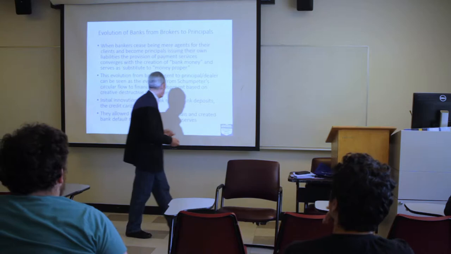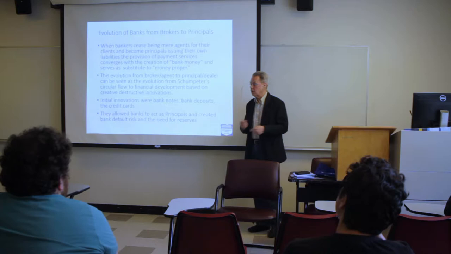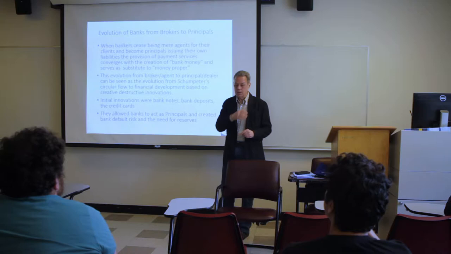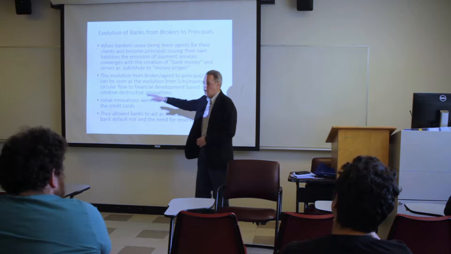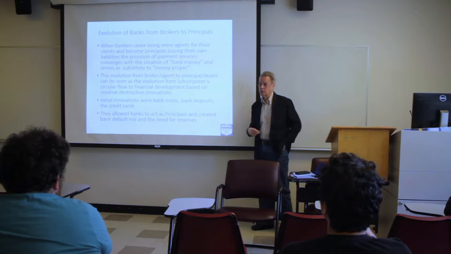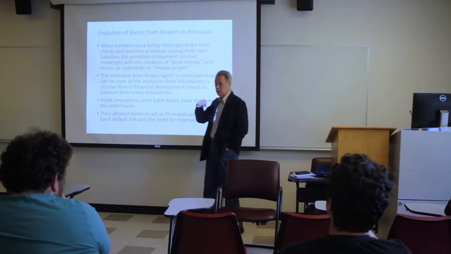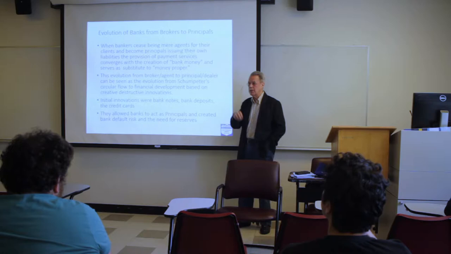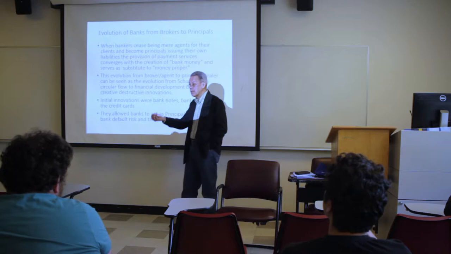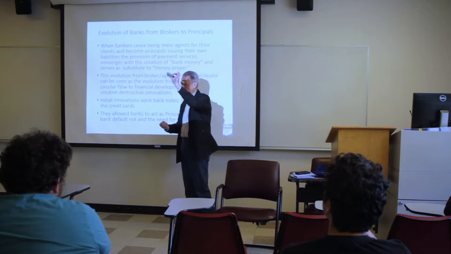Bank deposits. Well, we know deposits got created when the Bank of England tried to get a monopoly on issuing notes, and the country banker said, hey, I can do this too. I'm just going to make a deposit. But then we get the credit cards and keep going. All of these mechanisms by which Schumpeter's circular flow gets disrupted by the bankers require the bankers moving from being simple brokers to being principals, to being dealers, to being able to issue their own liability, and that liability then becomes what? It becomes that physical means of payment that we all call money. And that's where the confusion comes from.